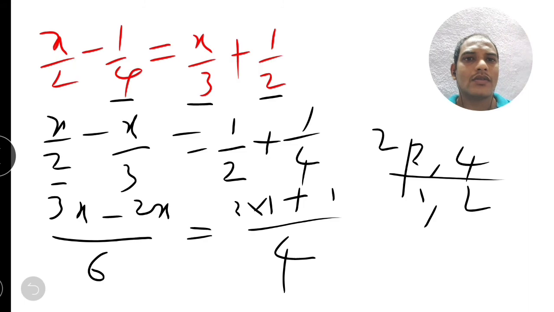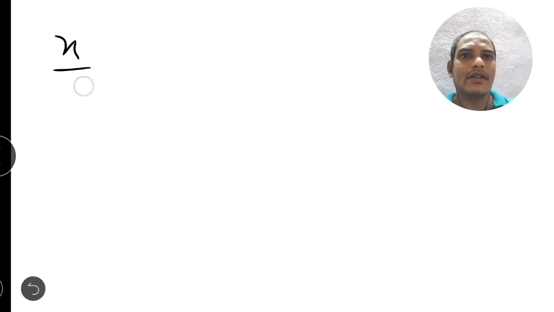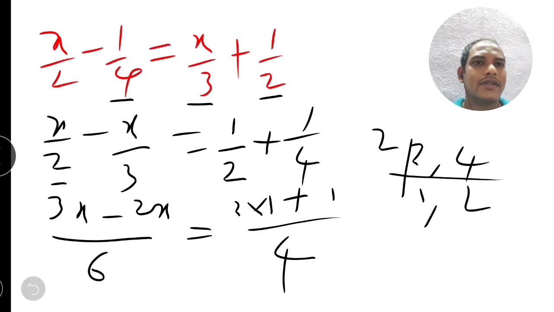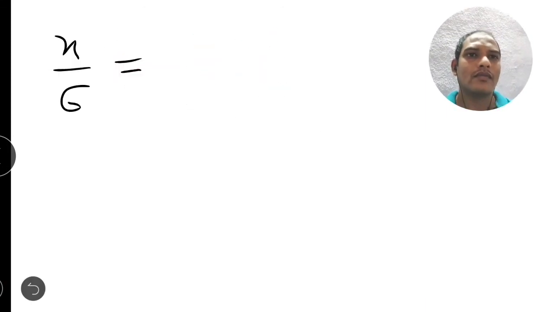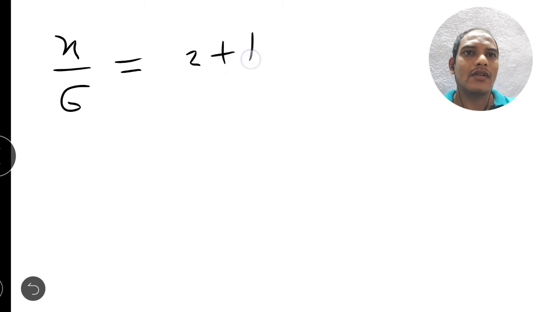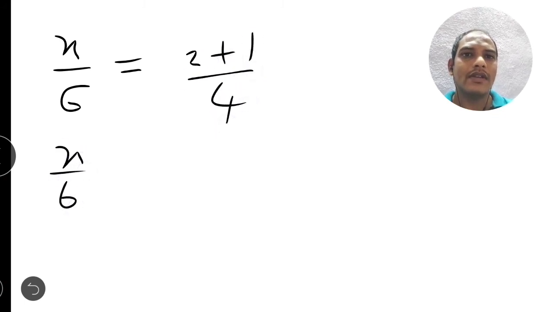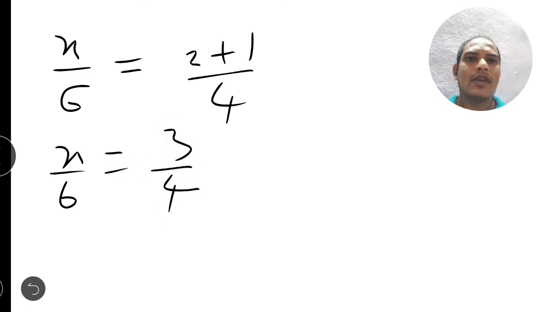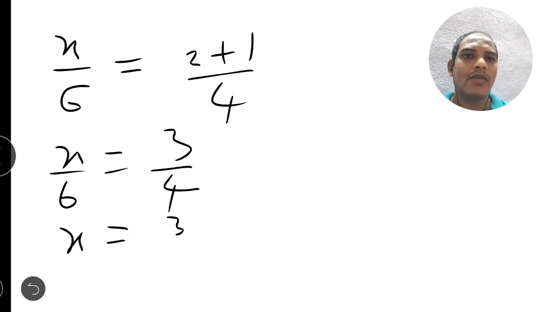So now 3x minus 2x. 3x minus 2x is x divided by, so what is the denominator? 6 is the denominator. It is equals to RHS side, 2 1s are 2 plus 1 divided by 4. So x by 6 equals to 2 plus 1 is 3 by 4. So x by 6, then x equals to 3 by 4.